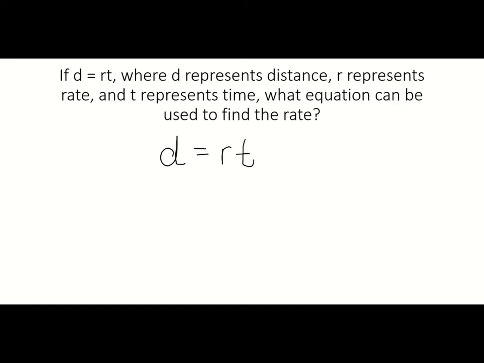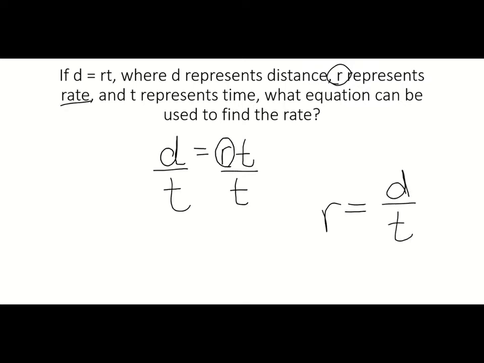Now what I would like to know is how I could just find the rate. So I need to rearrange this formula by solving it for rate, and rate is being represented by R. So I want to isolate R. I need to get rid of the T. Since rate and time are currently being multiplied, I'm going to divide by time on both sides to find that the rate is equal to the distance divided by time.